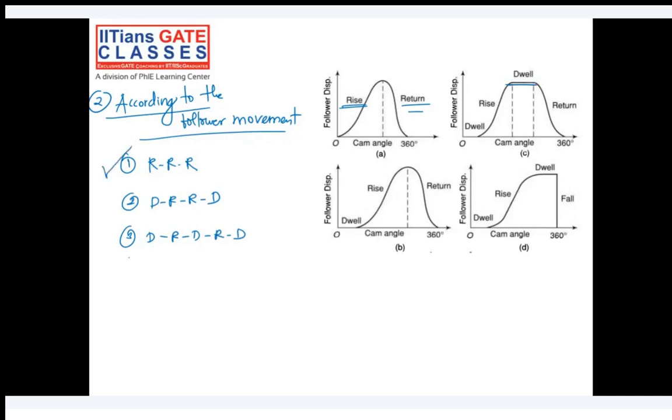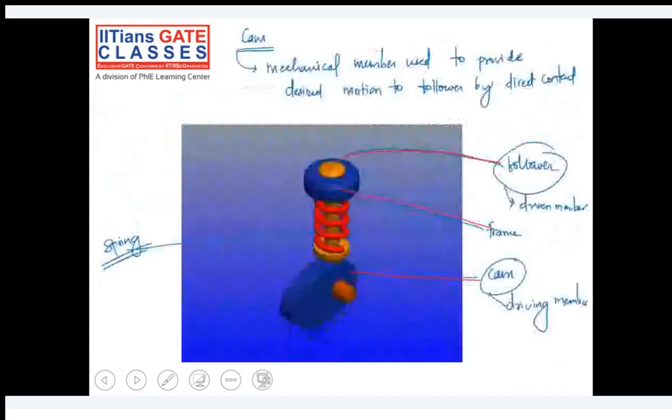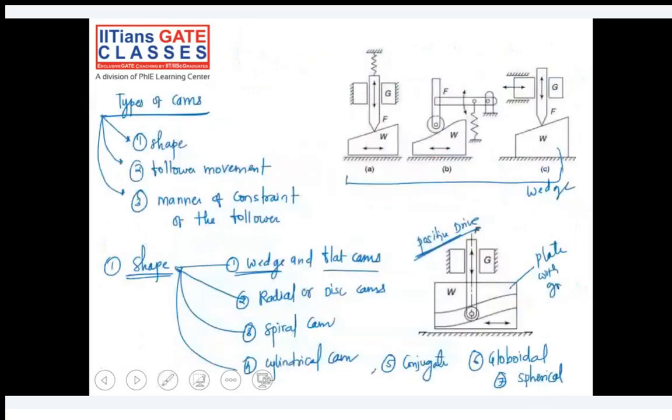What is dwell here? Can anyone tell me what is dwell? Dwell means the follower is not moving, but the cam is moving. So for this cam angle, your follower position is the same, then basically you can call it a dwell. In this animation, if I make a wedge shape, for example, here it is horizontal rather than this slope, I keep it horizontal. What will happen because of this? The follower will not move, right? It will just stay at the same location in this area, that is making it dwell.